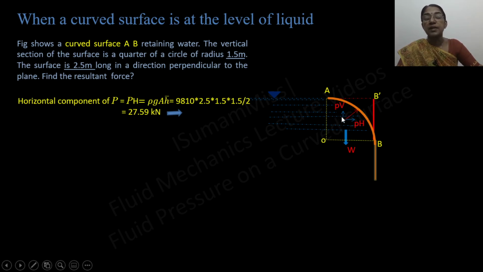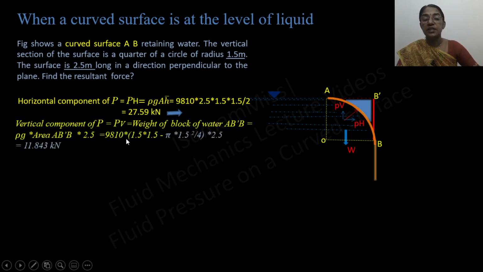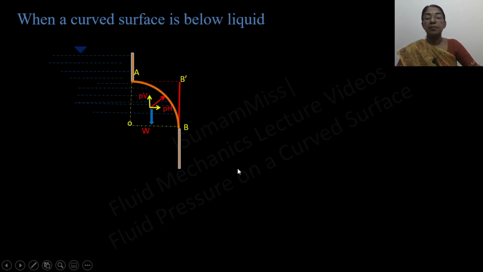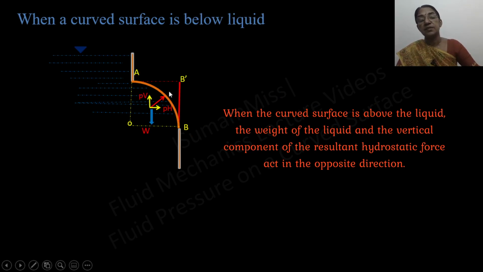So the vertical component of the resultant hydrostatic force is equal to the weight of the water enclosed within AB dash B, which is equal to ρg into the area AB dash BO minus the area of the quarter of the circle, that is equal to 11.843 kilonewton, which is acting upward. So the resultant hydrostatic force is equal to root of PH square plus PV square, and the line of action of this resultant hydrostatic force is equal to 23.24 degree.